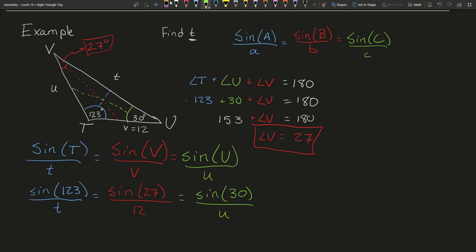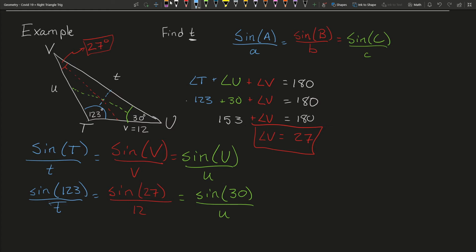Okay, so we have that the sine of 123 divided by t is equal to the sine of 27 divided by 12, which is also equal to the sine of 30 over u. Okay, so that's everything we know about this triangle. And we're trying to solve for t.